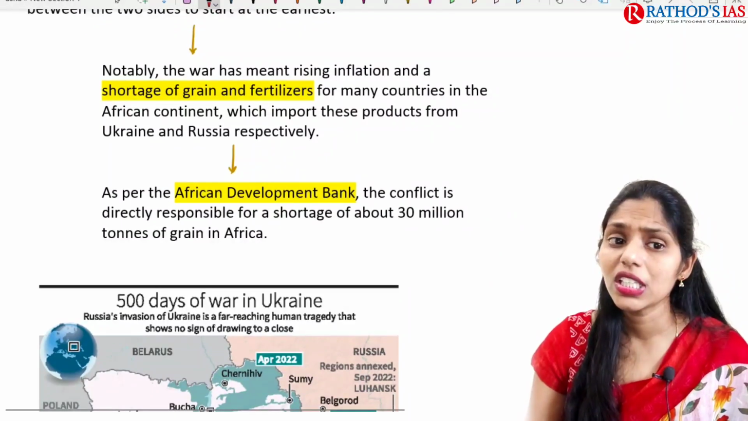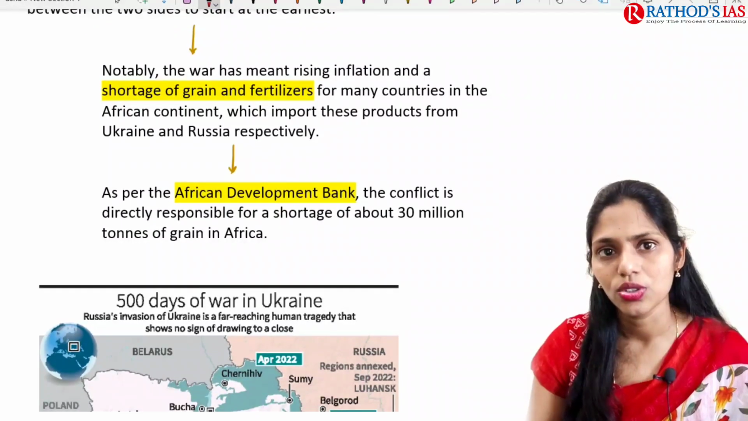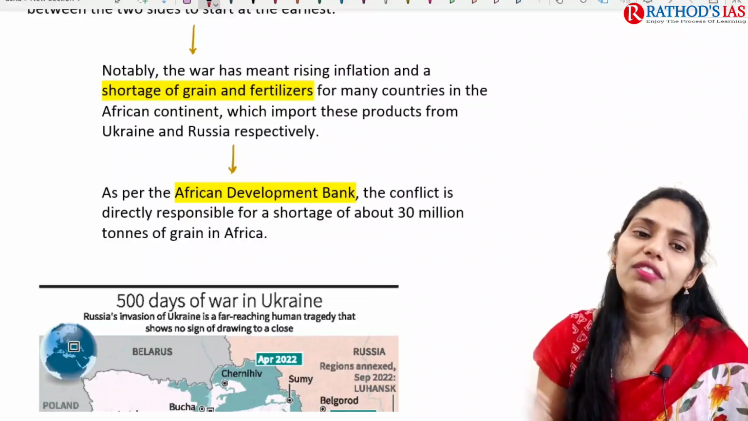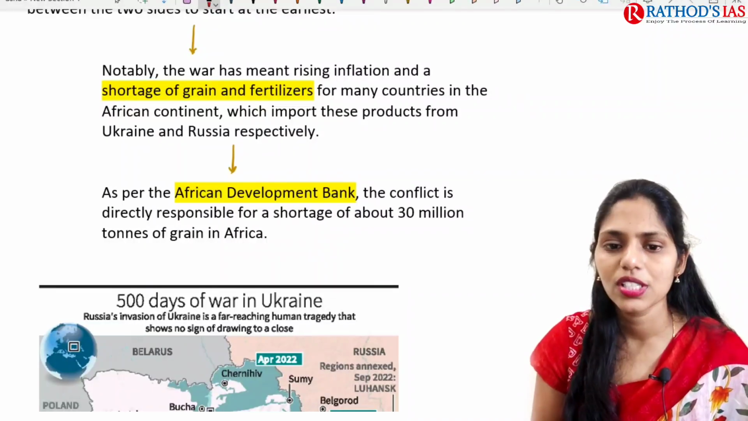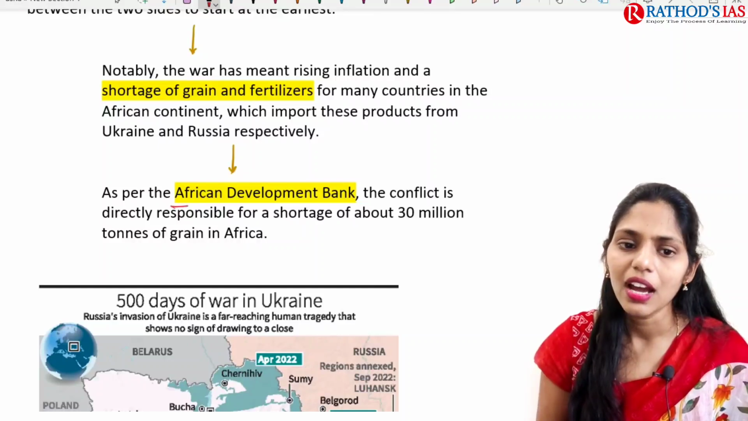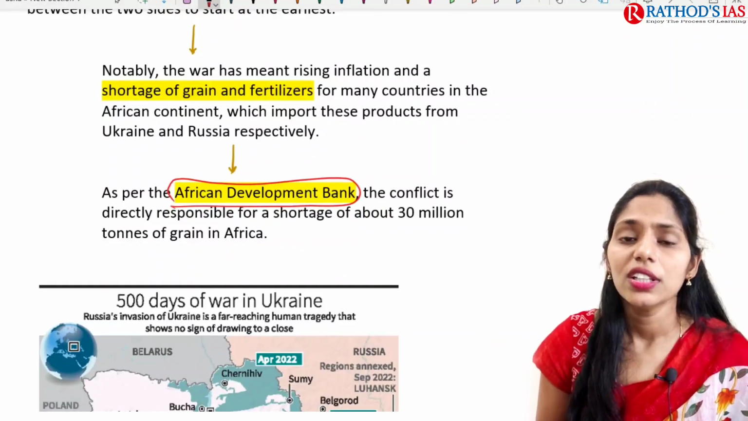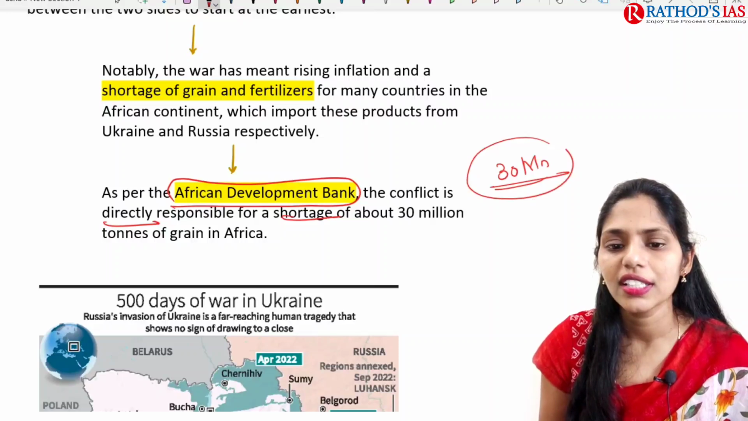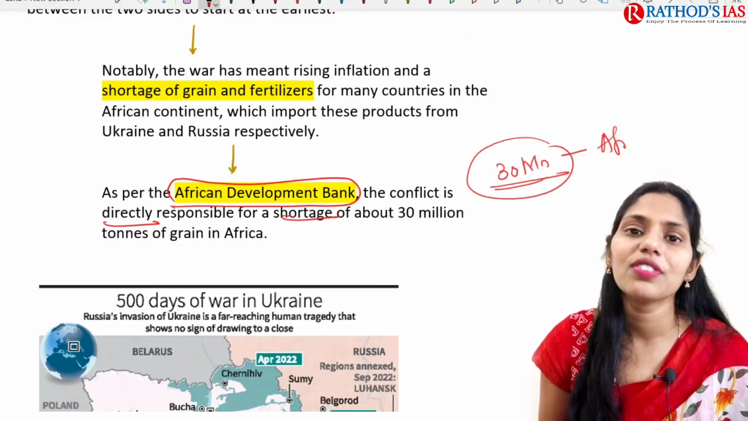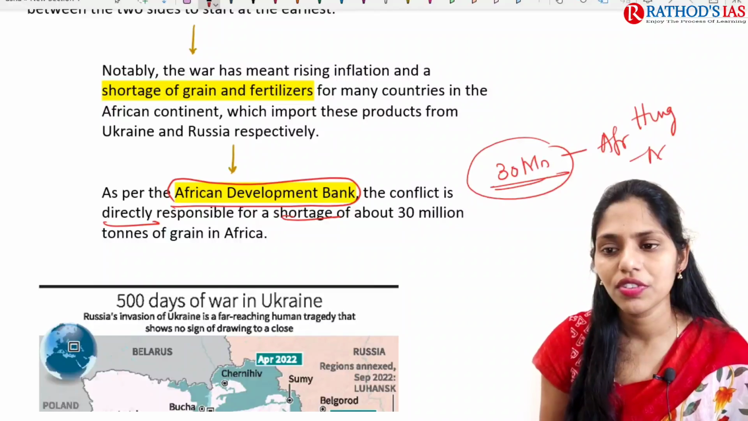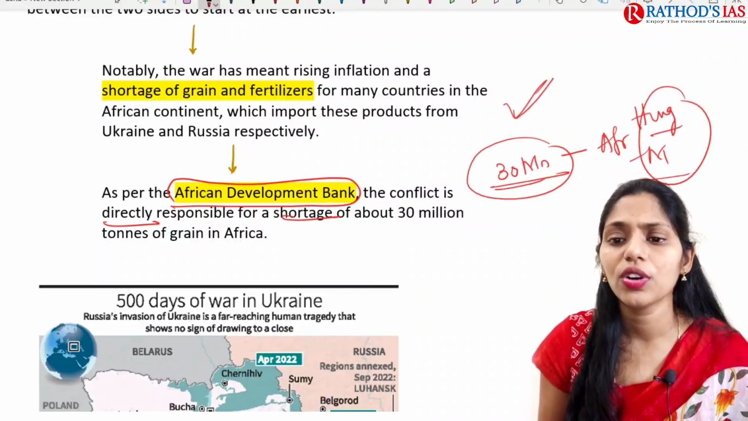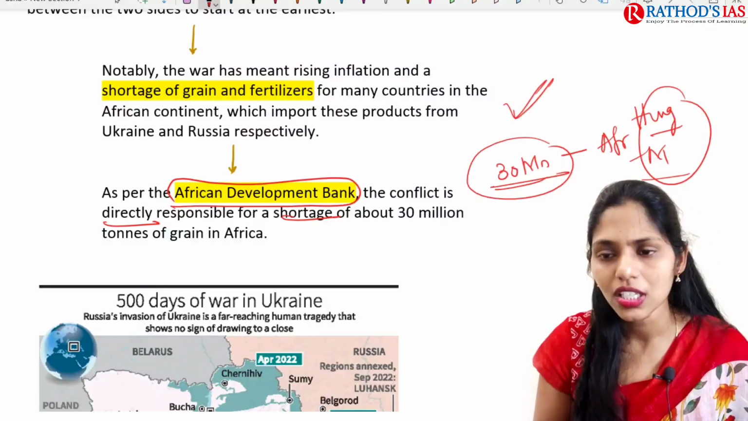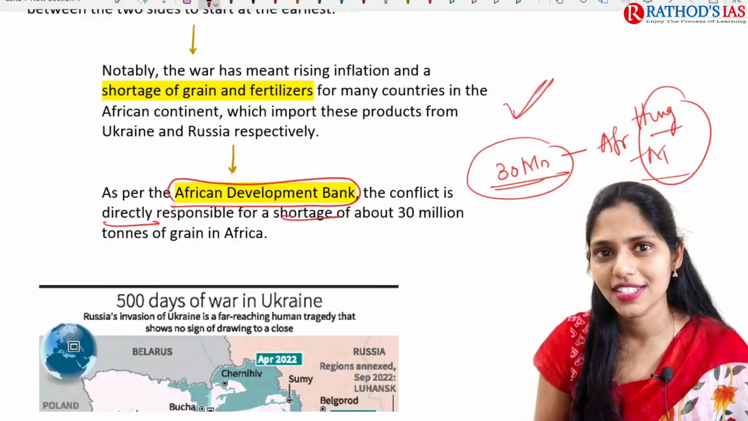Even one more thing here is that they used to get fertilizers also from Russia and Ukraine. Because of this stall, what happened? There is rising inflation in the African continent. So this is one important issue. And if you are talking about the data, as per the African Development Bank, the conflict is directly responsible for a shortage of about 30 million tons of grains in Africa. The African continent is already facing hunger and malnutrition, right? So if they are getting fewer food grains, it will affect food security, and that will increase hunger, malnutrition, and deaths.